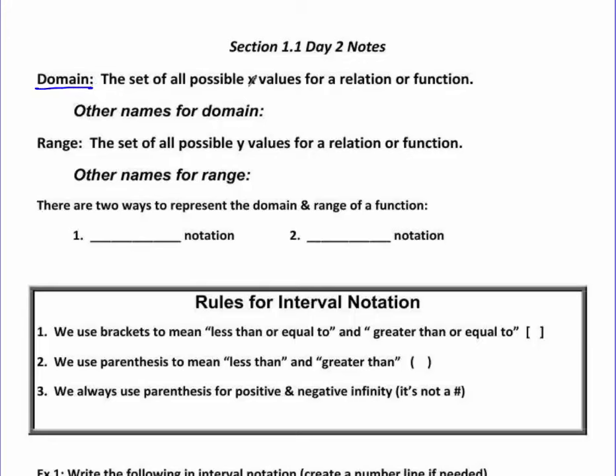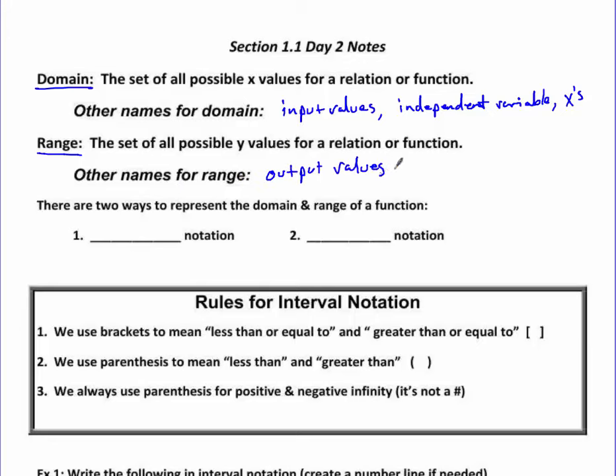A domain is the set of all possible x values for a relation or function. Other names that you might have heard used for the domain are maybe the input values, the independent variable, and the big one is it's the x's. Now the range is the set of all possible y values for a relation or function. So other names for those would be output values, dependent variables, or more commonly, the y's.